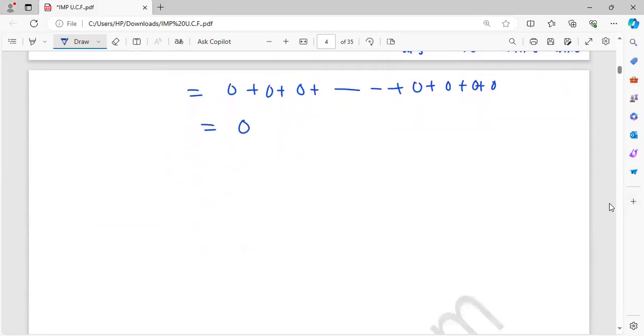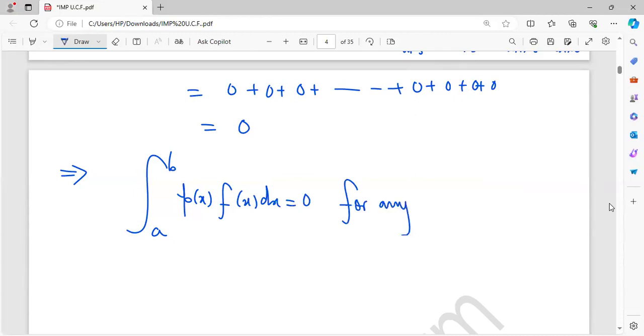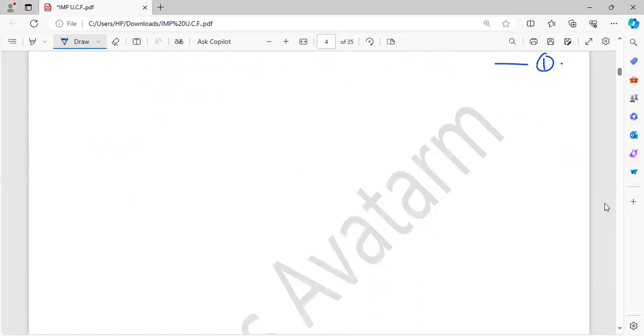So it means the integral from a to b of p(x) f(x) dx is equal to 0 for any polynomial p(x). Let's call this equation number 1. Now f from [a, b] to R is a continuous function.